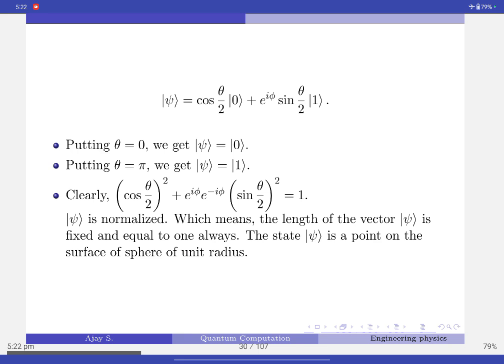So clearly you can see the normalization condition is satisfied even here. Mod a squared plus mod b squared happens to be equal to 1. So here it means the length of the vector psi is fixed and is equal to 1 always. The state, ket psi, is a point on the surface of a sphere of unit radius.